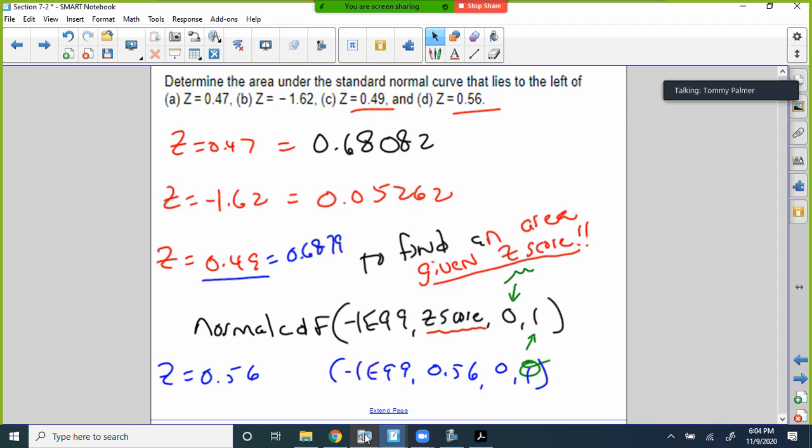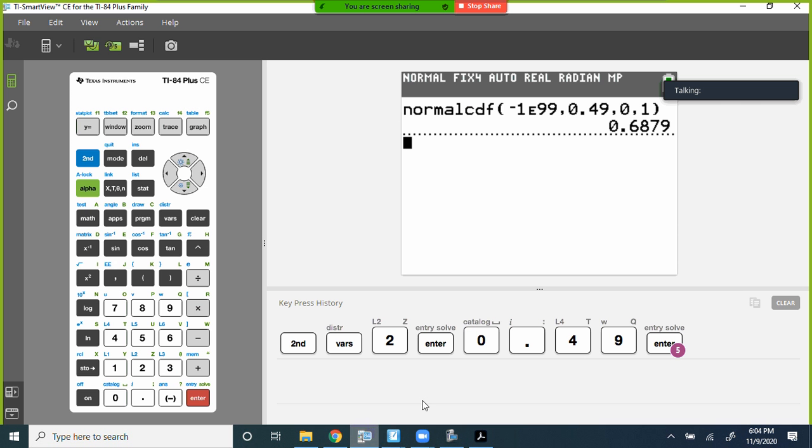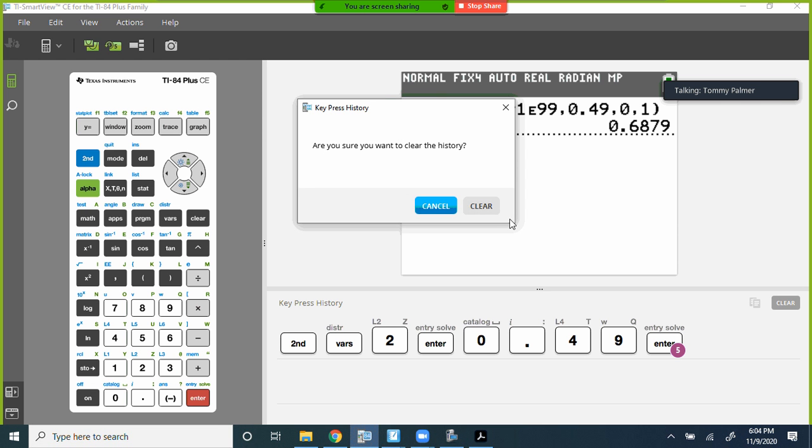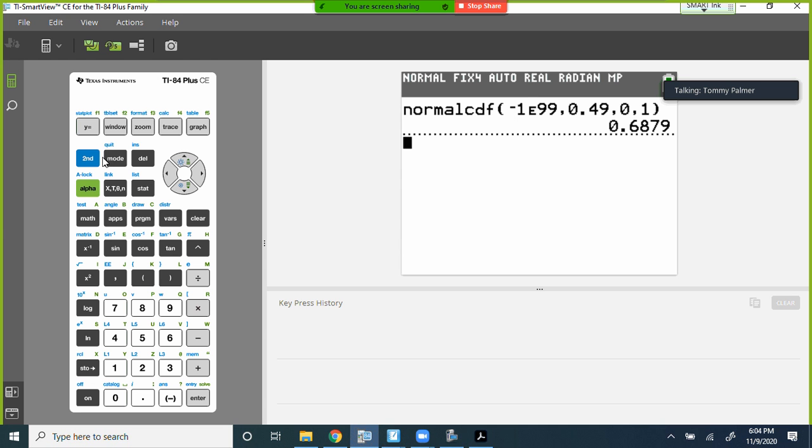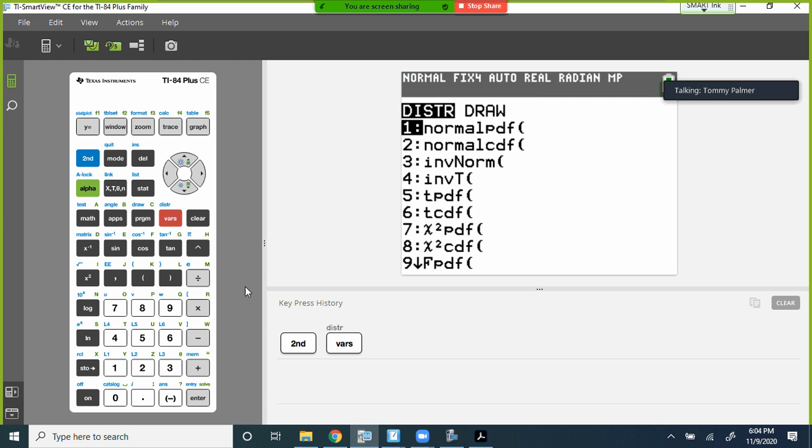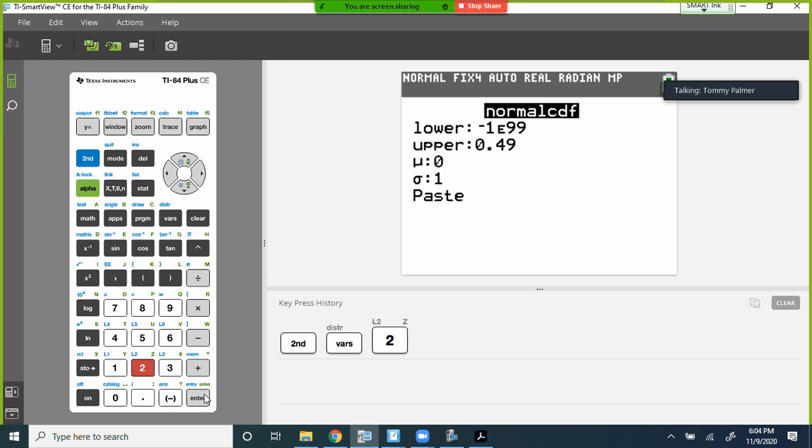Y'all ready? So we'll clear this out so you can see my steps. Second, vars, number 2. And, of course, the lower bound is all the way negative infinity. We have what? A z-score of 0.56.